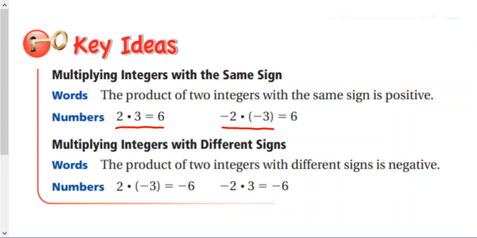Multiplying integers with different signs. The product of two integers with different signs is negative. And you can see down below, a 2 times a negative 3 is a negative 6. A negative 2 times a positive 3 will give us a negative 6 as well. Again, you can see right here the commutative property of multiplication says it does not matter the order that you multiply.